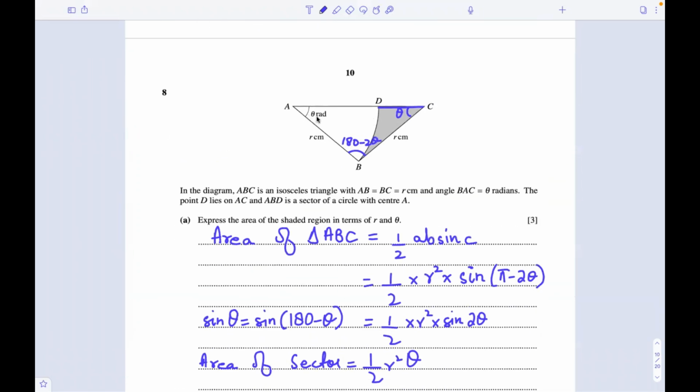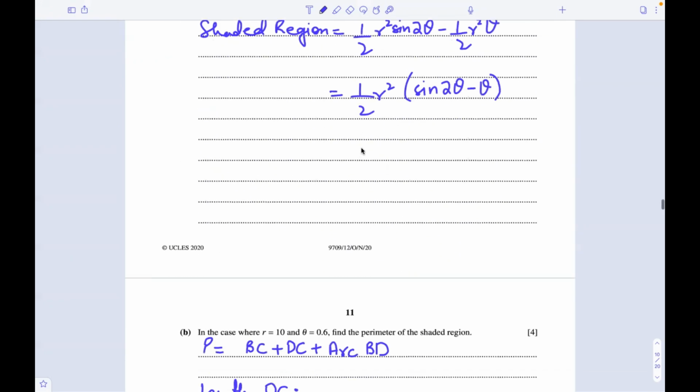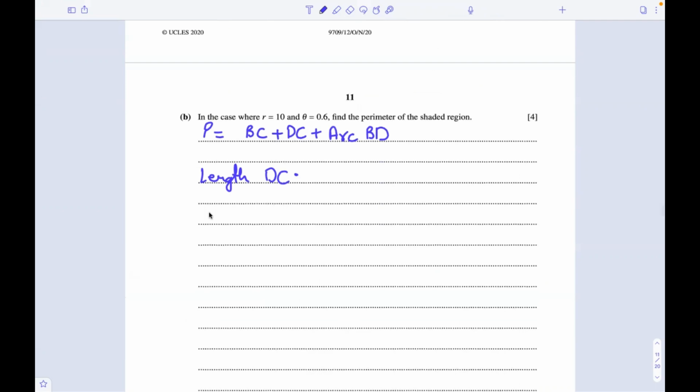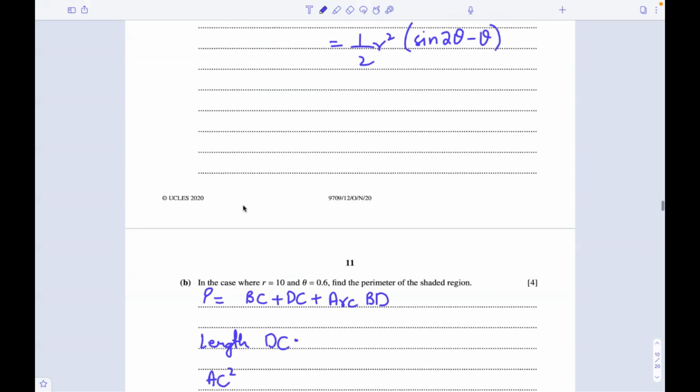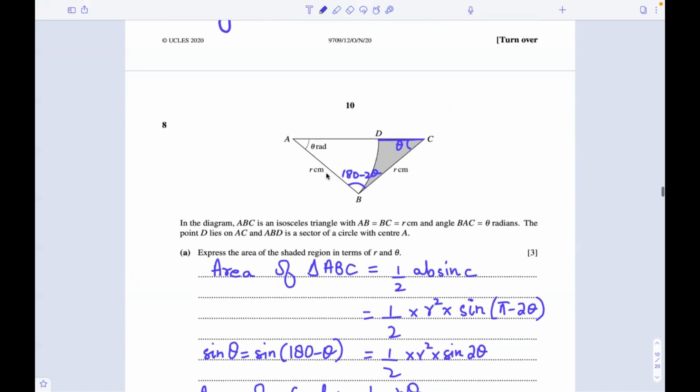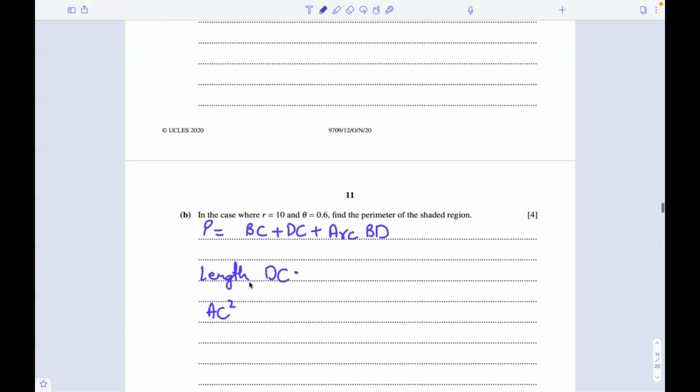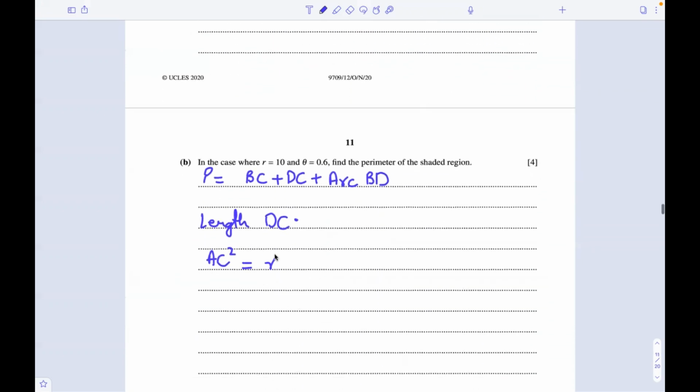if we find the total length of AC and subtract the length of AD, we will be able to find the length of DC. So the total length of AC we can find by using the cosine rule. So we can write AC square. Now as we have the two lengths and the angle between them, let's say this is AC. So we write AC square is equal to r square plus r square minus 2 times r times r cos of pi minus 2 theta.